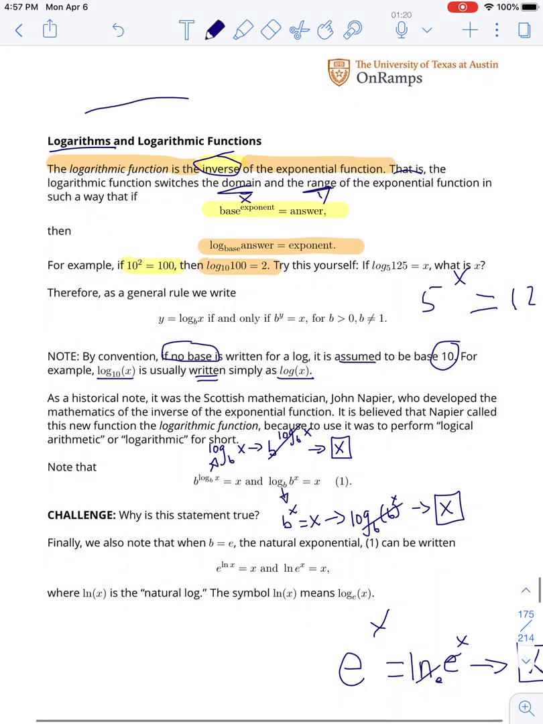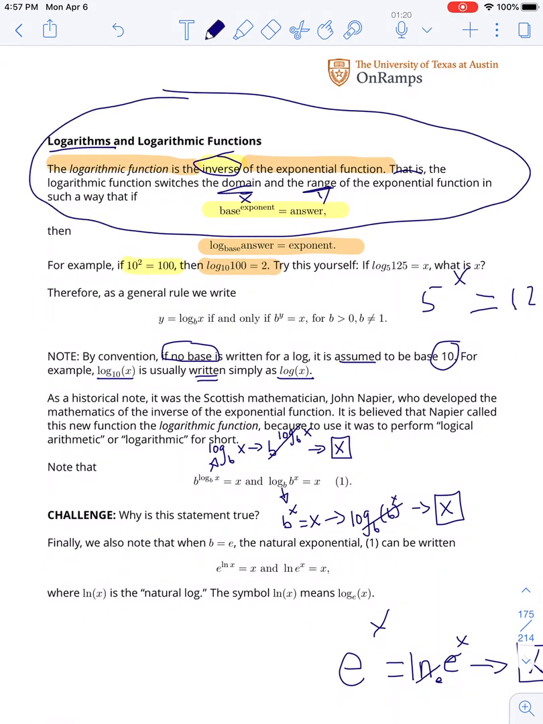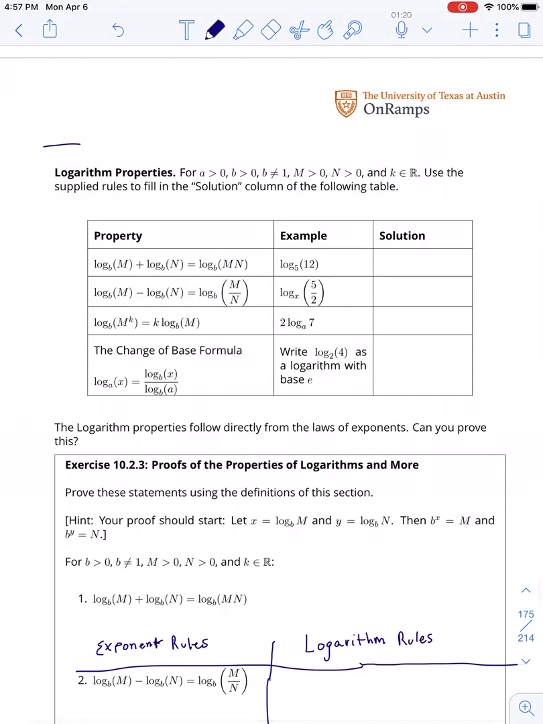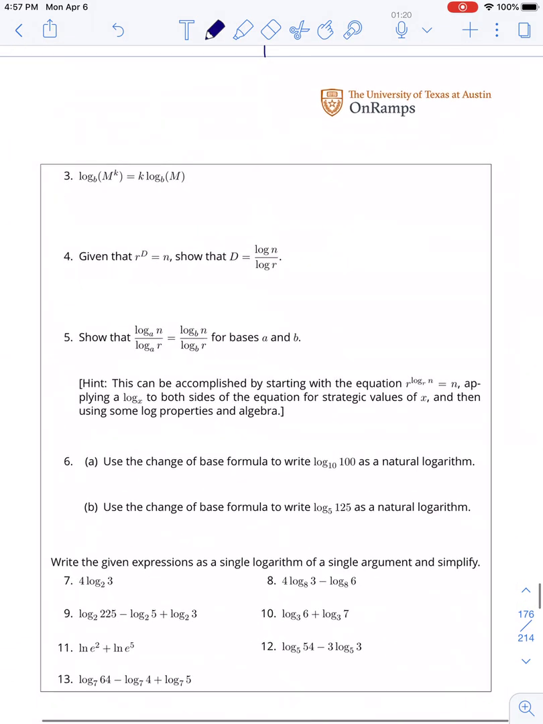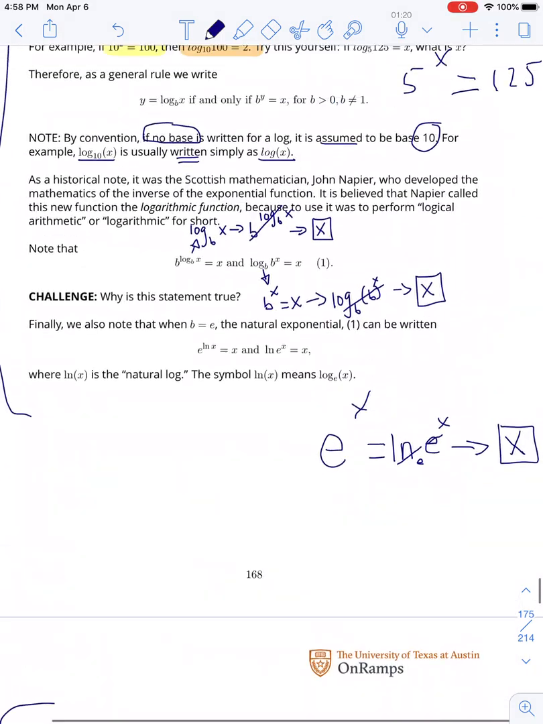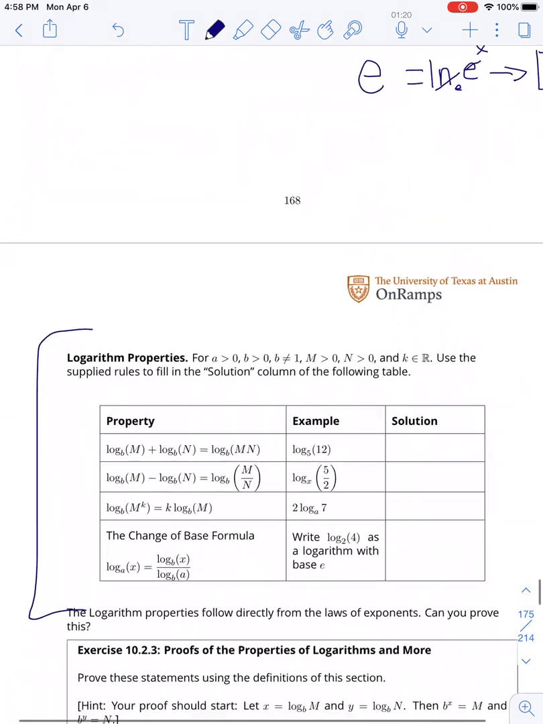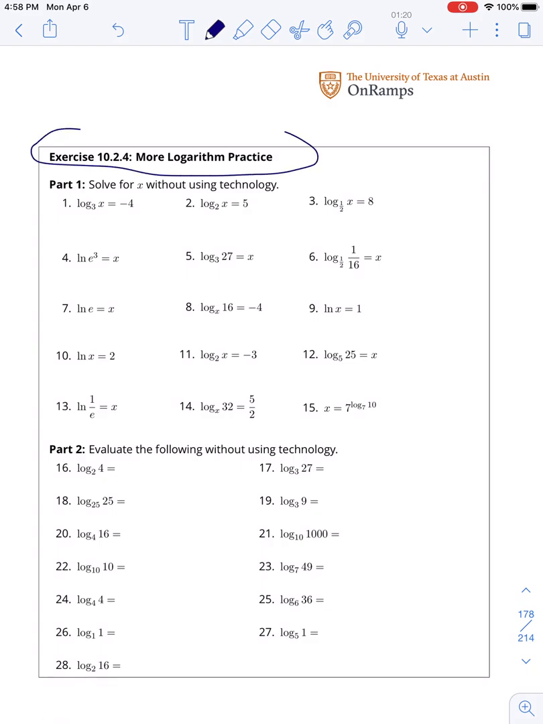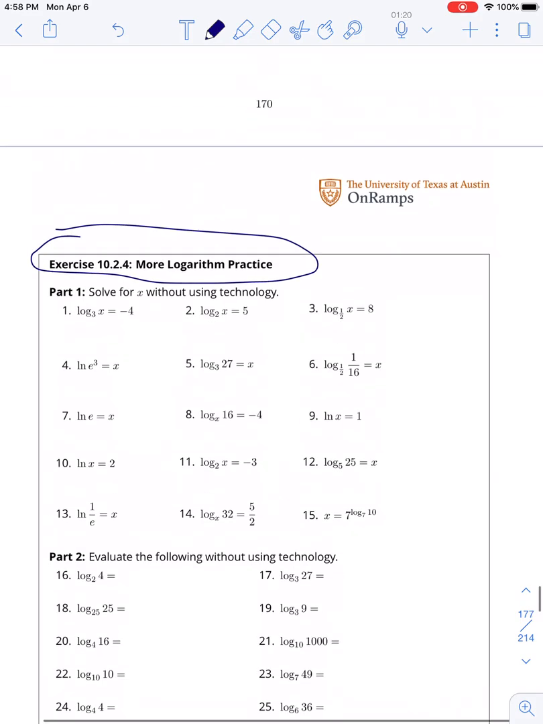Now, I'm only going to focus on this part for today and the next day, because the rest of this is going to be for exercise later on. So we're going to focus on this top part. If I scroll down here, we're also going to focus on this little chart as well. Because within this chart, you can now do the next exercise, these 7 through 10 problems. And then this reading that we're skipping here is going to be the exercise after that, which is 10.2.4, more logarithm practice. So that's why we're going to skip it for now.